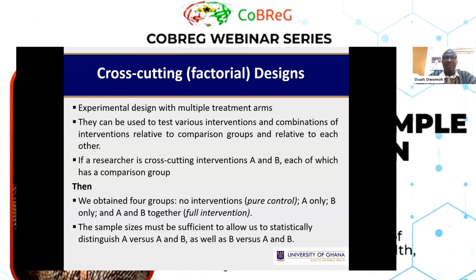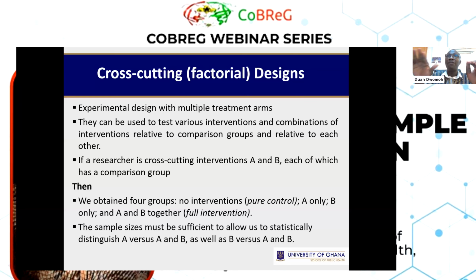So you have patients on intervention A, patients on intervention B, patients on intervention A plus B, and patients who are not on any intervention. So that is what we call cross-cutting or factorial design. And like I said, it also has implication on sample size, because once you are using cross-cutting or factorial design, your sample size will increase.